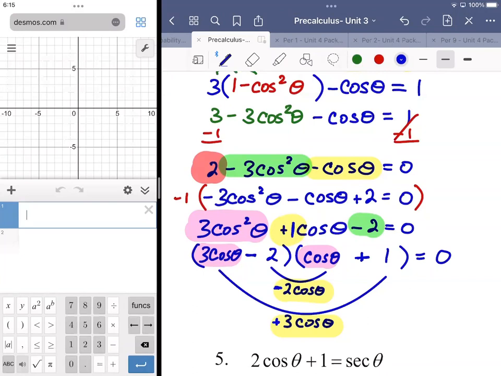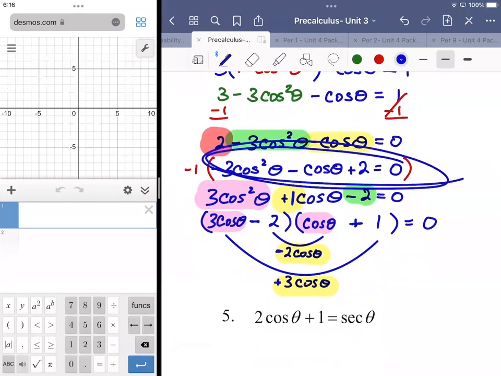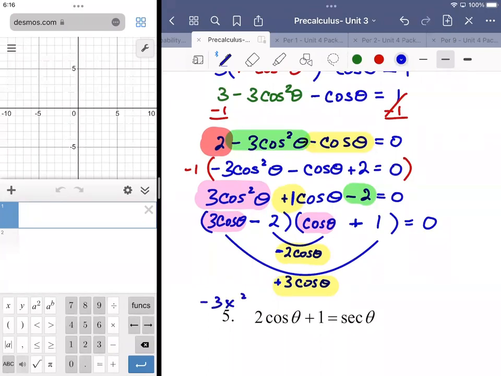What a lot of people will do is take this expression, going right back to this one, and say, okay, let me think of this as if it were -3x² minus x plus 2. They'd factor that in a way that they're comfortable factoring, and then once they come up with those factors, they'll swap out all the x's for cosine thetas. That's another way you can think about it.